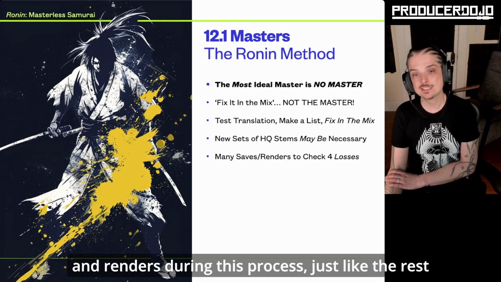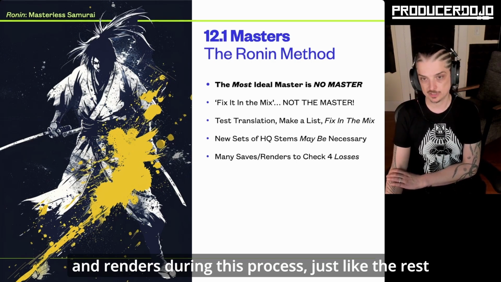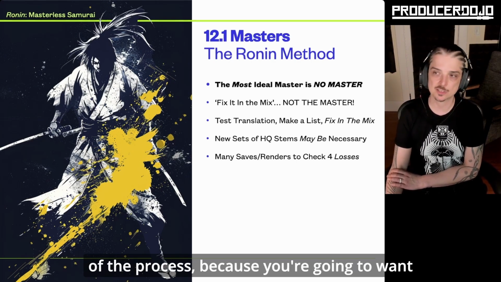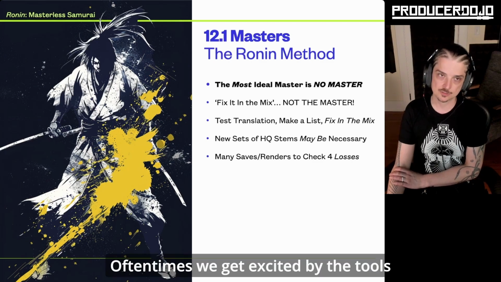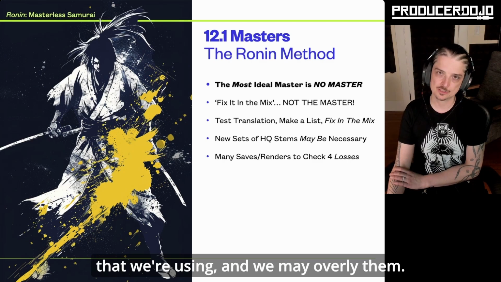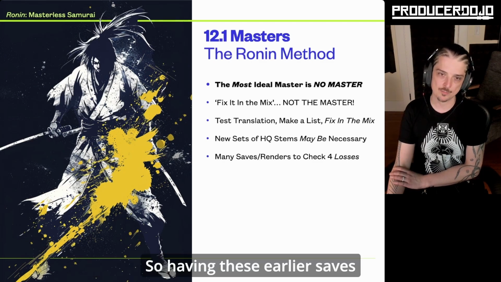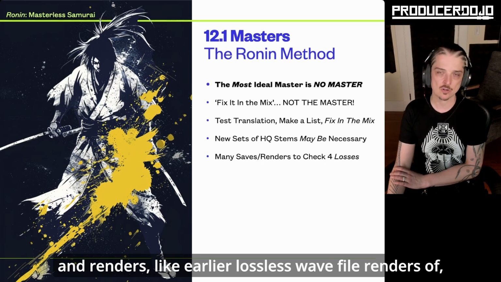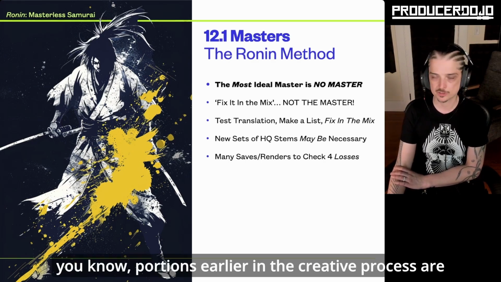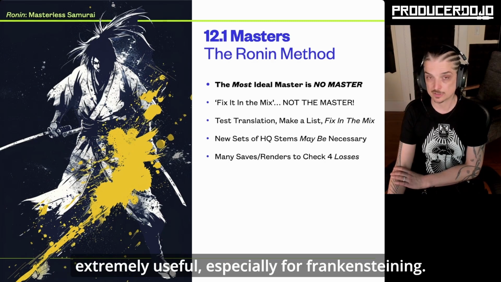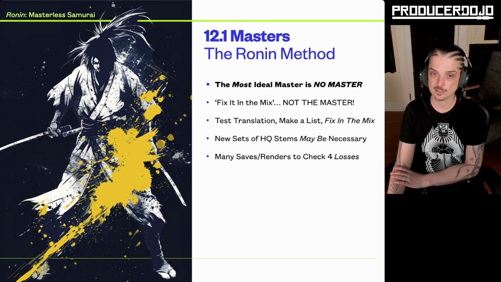Make many saves and renders during this process, just like the rest of the process, because you're going to want to check for losses. Oftentimes we get excited by the tools that we're using, and we may over apply them. So having these earlier saves and renders, like earlier lossless wave file renders of portions earlier in the creative process, are extremely useful, especially for Frankensteining.